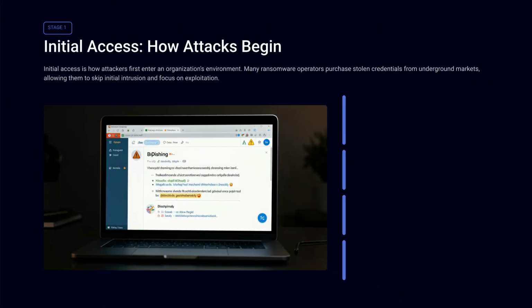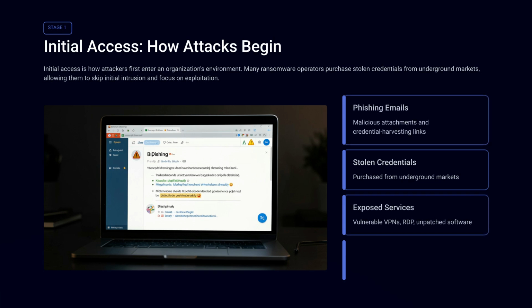Stage 1 is initial access, how attackers first enter an environment. Many operators purchase stolen credentials from underground markets to skip initial intrusion. Other common entry vectors include phishing emails, exposed services like vulnerable VPNs or RDP, and supply chain compromises.